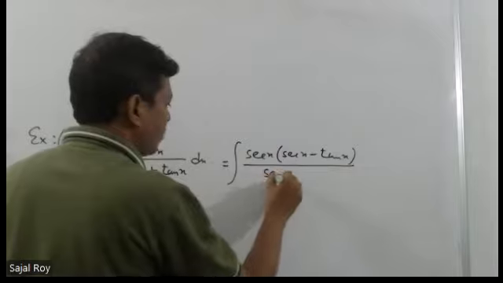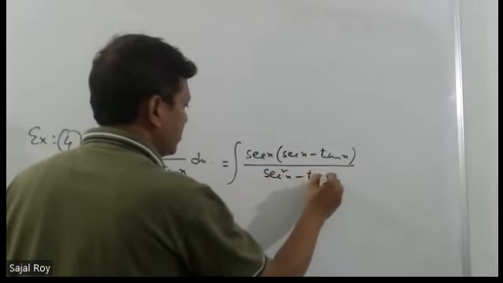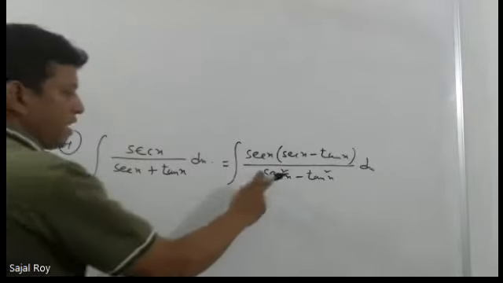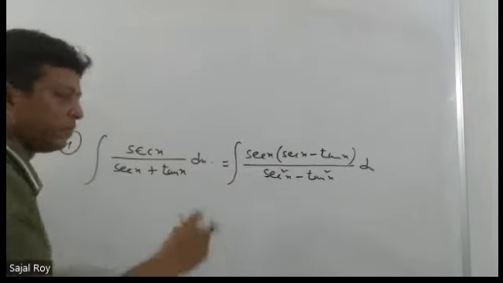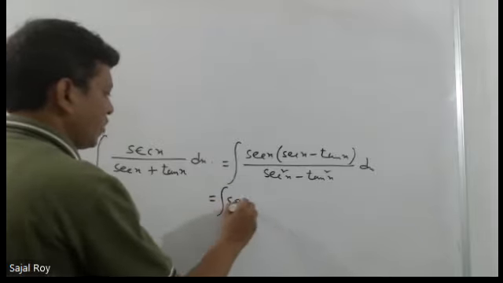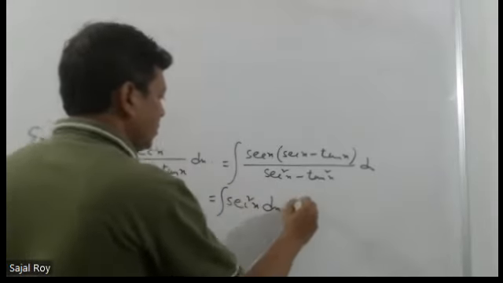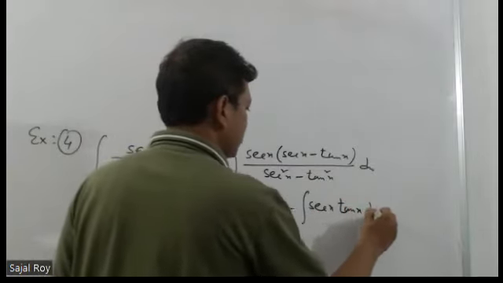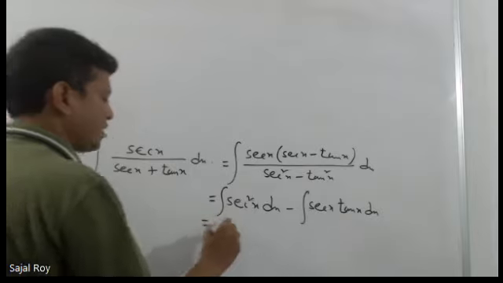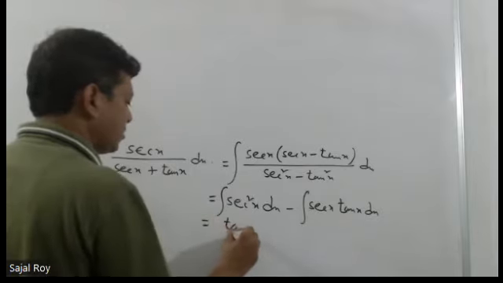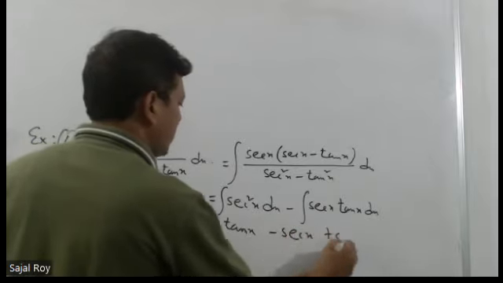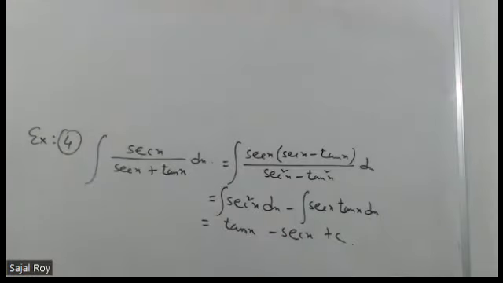So that is your sec square x minus tan square x in the denominator, a plus b, a minus b, and sec square x minus tan square x is 1. So this is integration of sec square x minus sec x tan x. So integration of sec square x is tan x minus sec x plus c. This is one of the ways.